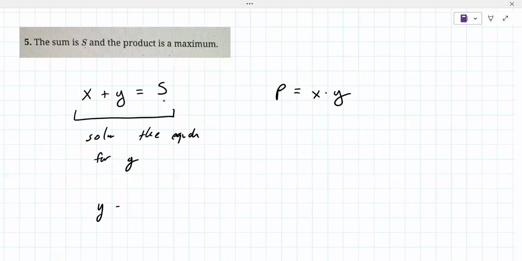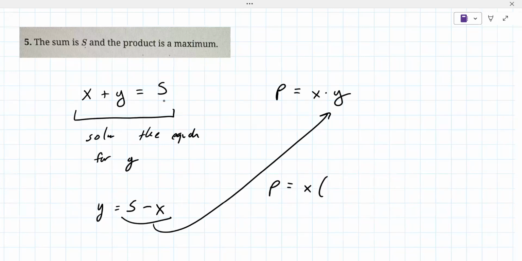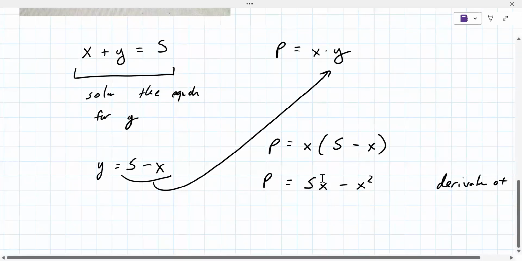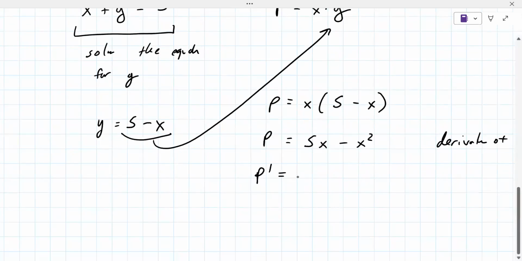So in this case, Y equals S minus X. Then you substitute it into the other equation. So P is equal to X times S minus X, and then you multiply in. So you get SX minus X squared, and this is what you're going to take a derivative of. Your derivative is S minus 2X. You set it equal to 0, and then you solve for X. So X ends up being S divided by 2.